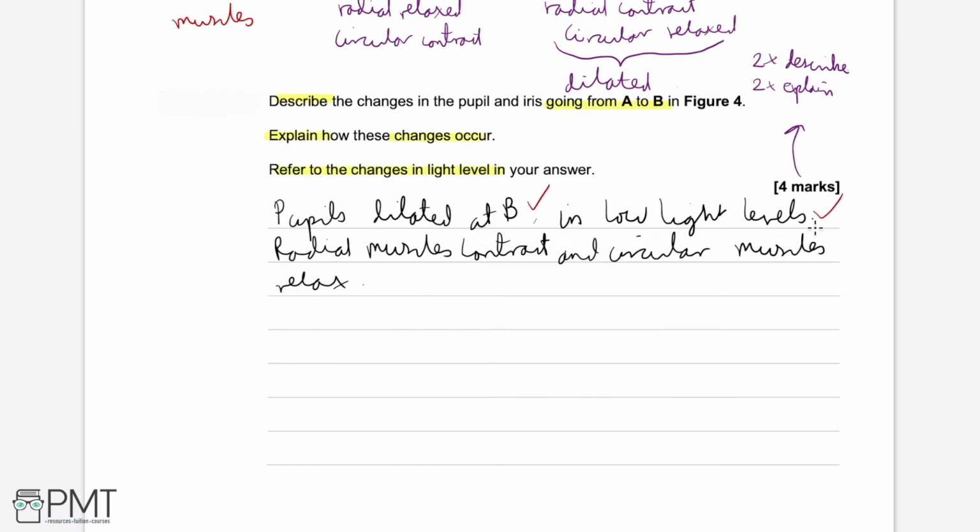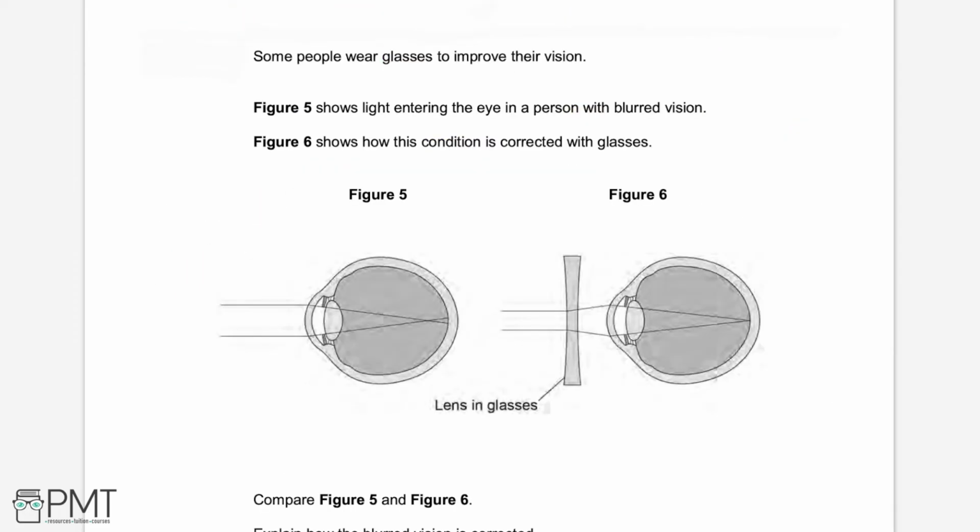Referring to low light levels is the second mark. The contraction of the radial muscles is the third mark. Relaxation of the circular muscles is the 4th mark. As we can see, the first 2 marks are descriptions of what is happening, and the 3rd and 4th marks are explanations of how this happens, giving a biological reason behind it.